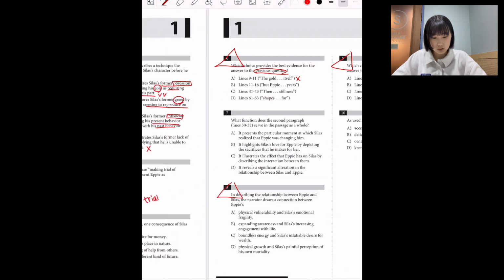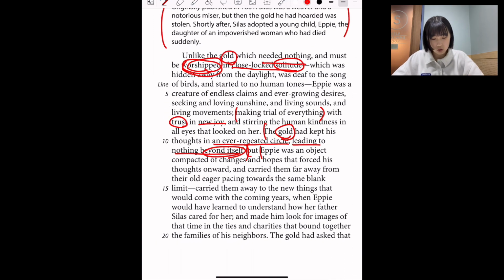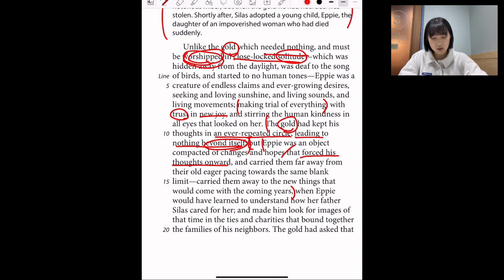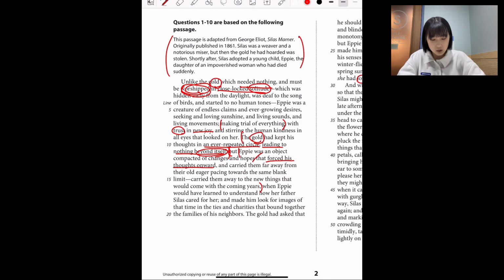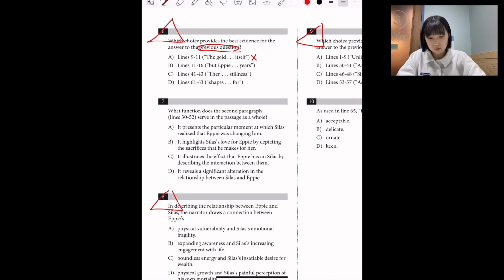And lines 11 to 16, but Eppie to years. But Eppie was an object compacted of changes and hopes that forced his thoughts onward and carried them far away from their old eager pacing towards the same bank limit, carried them away to the new things that would come with the coming years. Well, we could say that this is a good choice, because Eppie was an object compacted of changes and hopes, and this is a consequence here: forced his thoughts onward and carried them far away from their old eager pacing. See, this is basically the cause and effect. So this is a very good choice for a consequence. So we're definitely going to keep that.